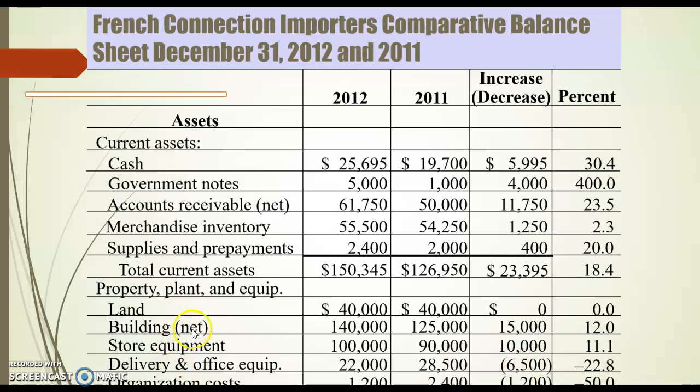Also notice that these say net. Okay, the building, the store equipment, the delivery and office equipment is net of any accumulated depreciation. So it could be that the delivery and office equipment stayed the same, the equipment itself stayed the same, but accumulated depreciation every year, we take more depreciation, and that caused the number to go down. Okay, so all of these things would also be on our depreciation schedule that the company would have.